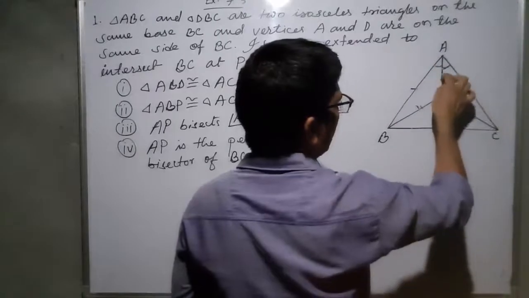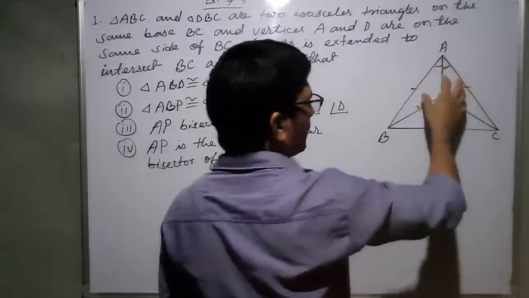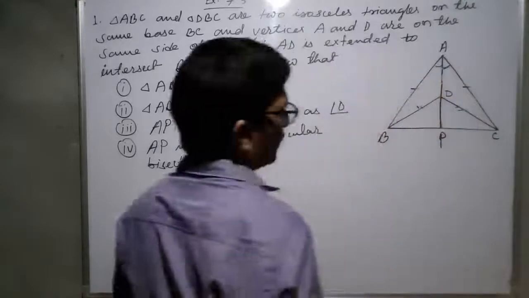Check side, angle, side. This angle is included. So according to side, angle, side, these two triangles are congruent. So the second one is proved.